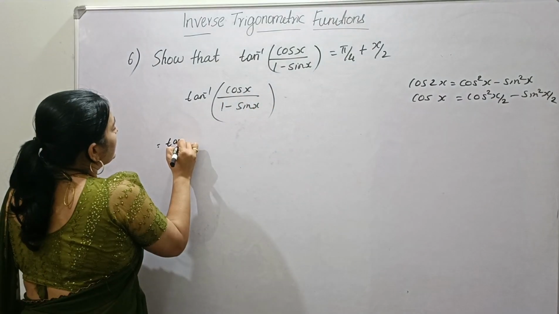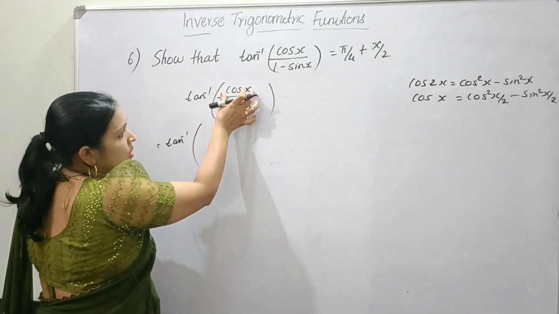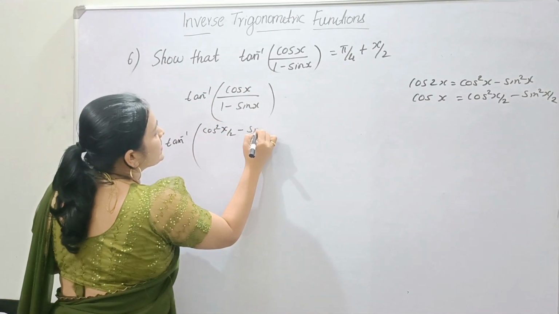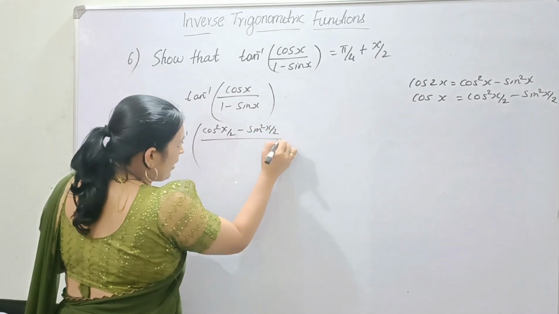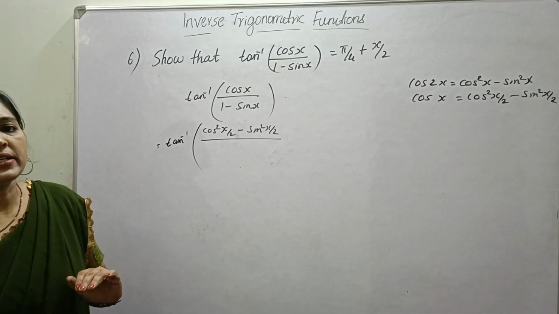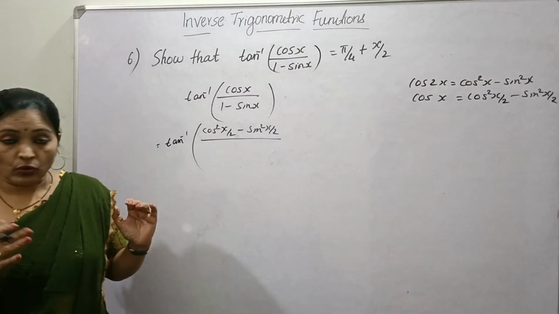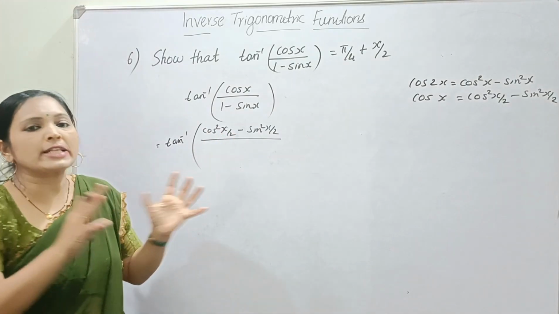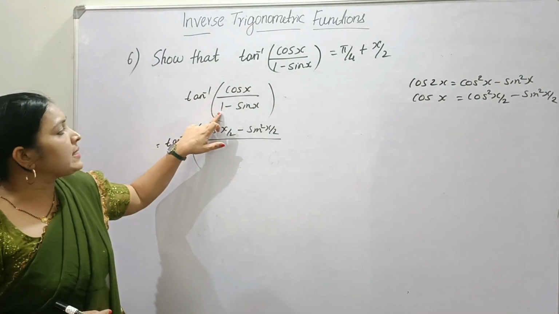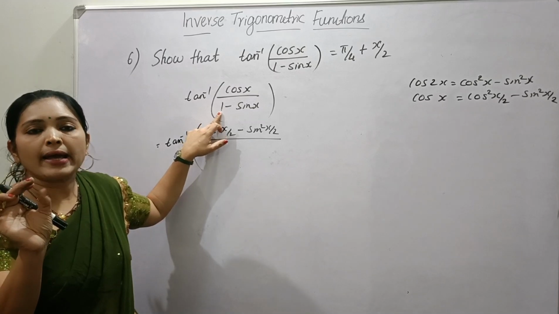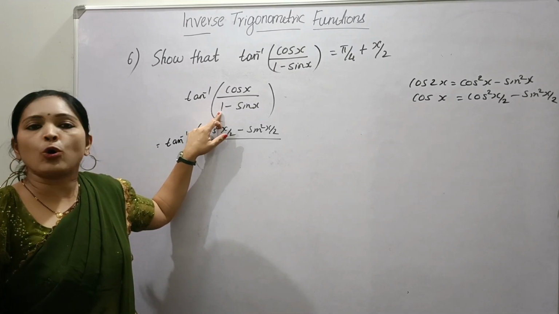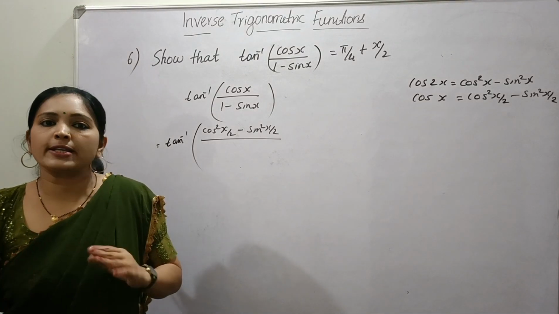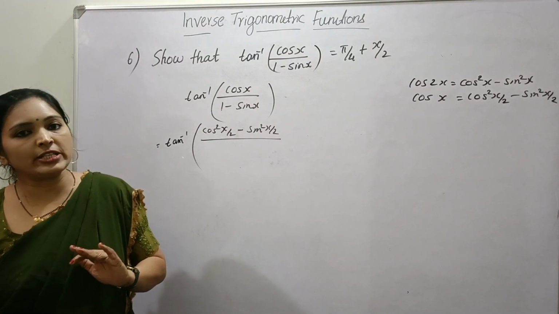So tan inverse of cos x can be written as cos square x by 2 minus sin square x by 2 divided by, see here there is no identity for 1 minus sin x. But here, since it is in the form x by 2, we can write 1 as sin square x by 2 plus cos square x by 2, right? Why? Because we know that sin square y plus cos square y is equal to 1.